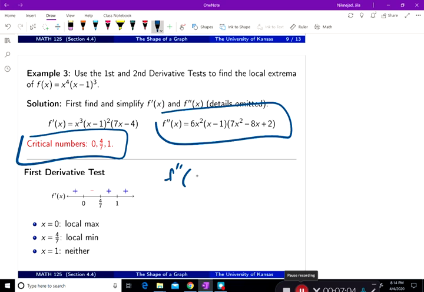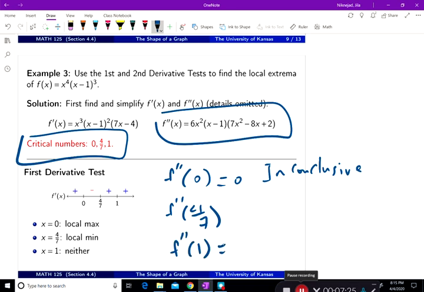So I have to figure out f double prime of 0, which if I plug in here, I get 0. So that is not helpful. It's going to say inconclusive. Then I have to find f double prime of 4/7. And then I have to find f double prime of 1. f double prime of 1 is going to be, again, 0. It's going to be inconclusive.